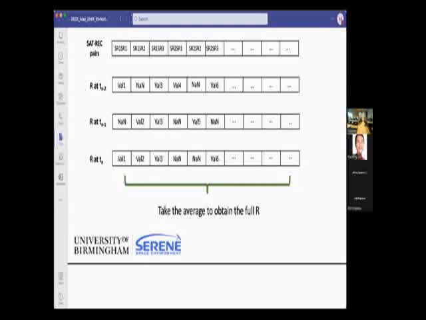Then you can just increase the time step in the assimilation and record these values. And then at the end, if you think you have enough samples, you can take the average, do something like nanmean in Python, for example, to obtain the full R array, or the matrix. You can also change it to a matrix, of course.